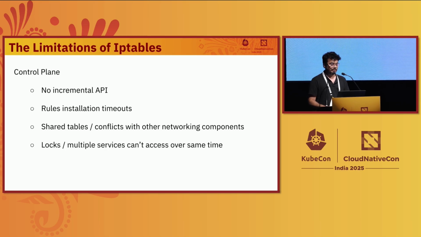Locks mean multiple services can't access the rules at the same time. As we can see, it first creates a lock, then updates the rule, and then releases the lock. So all the service proxies or other networking plugins need to wait to update their rules. And lastly, high CPU and memory usage.